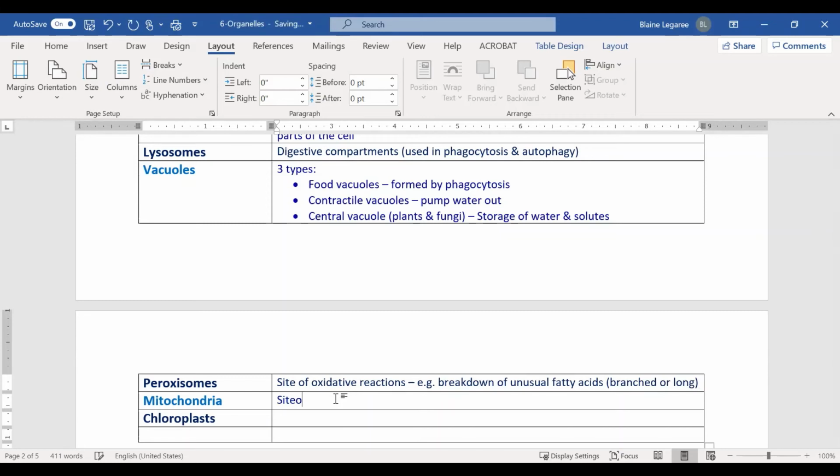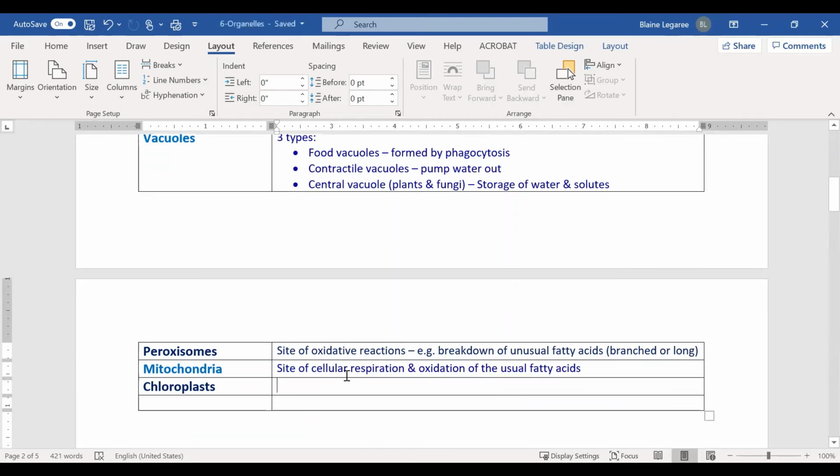Mitochondria is the site of cellular respiration. And I did tell you one other thing, oxidation of usual fats. Mitochondria can break down all sorts of different types of food. We're just usually used to talking about glucose because that's what we learn about in school, but we do not just eat glucose. We do eat other things. So mitochondria is involved in those things. And chloroplasts, hopefully this one is very obvious, site of photosynthesis.